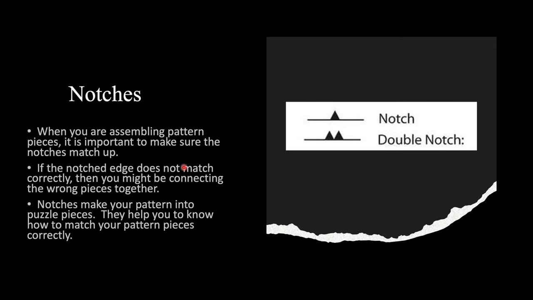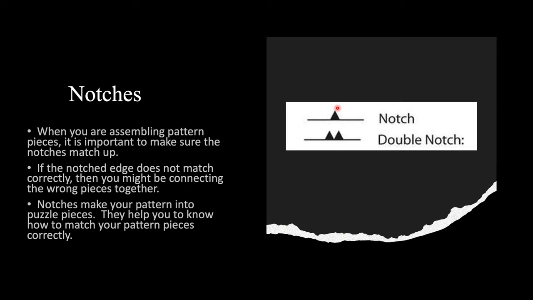I also noticed that double notches seem to be found on side seams to make sure that you're lining up side seams correctly. But either way it goes, it either means make sure that you're lining up pieces correctly, or it could be a symbol of where you're to place straps and things like that. But notches are very important.